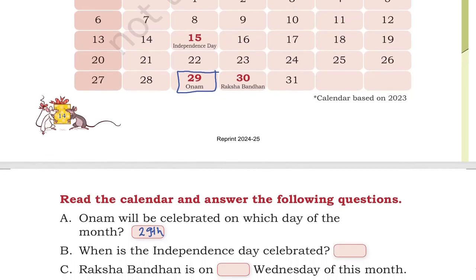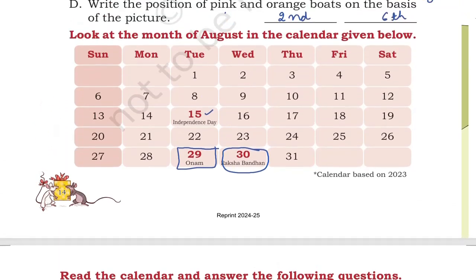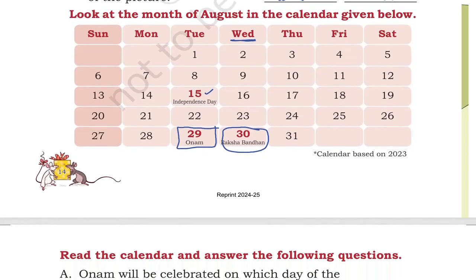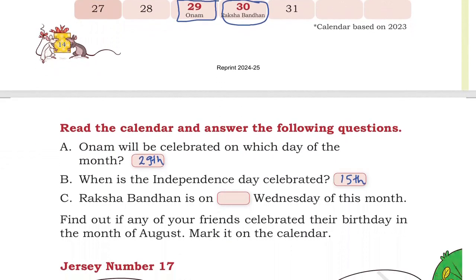Next question, please. When is Independence Day celebrated? We all know it. Independence Day is celebrated on 15th of August. So you will write down Independence Day is celebrated on 15th day of August. Okay. Raksha Bandhan is on dash Wednesday of this month. Raksha Bandhan is falling on 30th of August, which is a Wednesday. Shall we check if this is a Wednesday? Yes, this is a Wednesday. So Raksha Bandhan is falling on the 30th, the last Wednesday of this month.